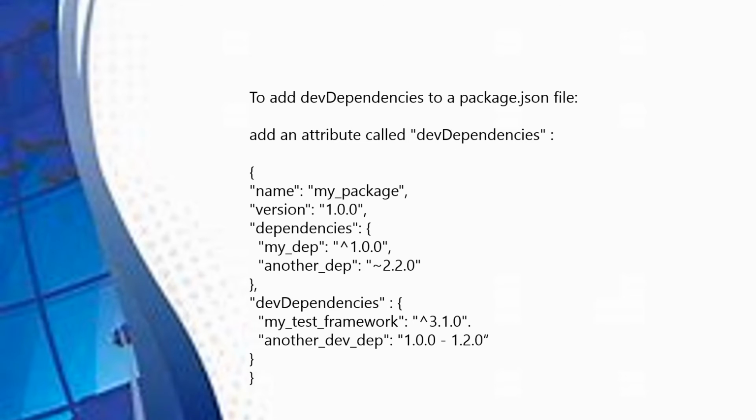Now to add devDependencies to the package.json file, in a text editor, add the attribute called devDependencies that references the name and semantic version of each dev dependency. So consider as shown.